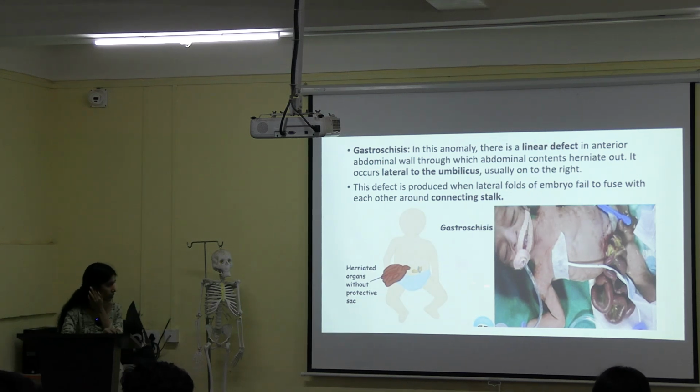This defect is produced when the lateral folds of the embryo fail to fuse with each other around the connecting stalk. So, what can you observe in this picture? This condition is also the same. Your small intestine has not gone inside your abdominal cavity, it is coming out through your umbilical region.